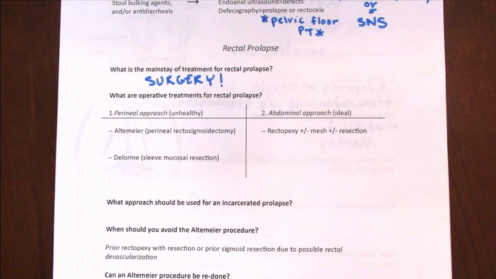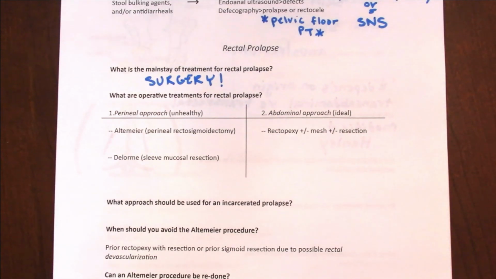Let's start with the perineal approach. The perineal approach is for patients with significant comorbidities that really can't tolerate a big procedure. And there are 2 types of procedures under the perineal approach. One is the Altemeier procedure, that is a perineal rectosigmoidectomy. And the second is the Delorme procedure, which is a sleeve mucosal resection. For the abdominal approach, this is the ideal approach that you would want to offer patients. And this would be a rectopexy, usually with mesh, with or without a resection.